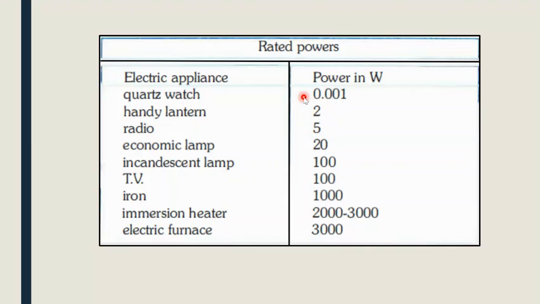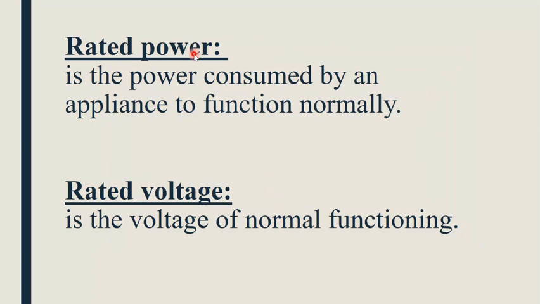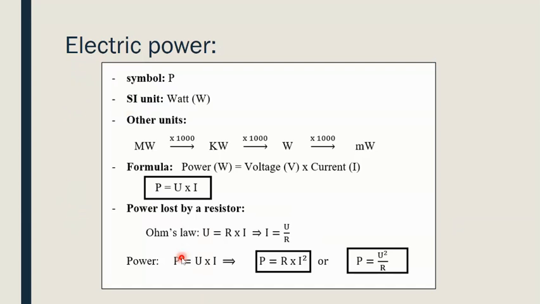Its power consumption is 0.001 watt. If you compare here the economic lamp that we use nowadays, the power it consumes is 20 watts, while the incandescent lamp that they used in the past consumes more power, which is 100 watts. You can observe that the highest power here in the table is for the electric furnace. It consumes 3000 watts. So the rated power that you can see on any electric device is the power consumed by an appliance to function normally. The rated voltage is the voltage of normal functioning.